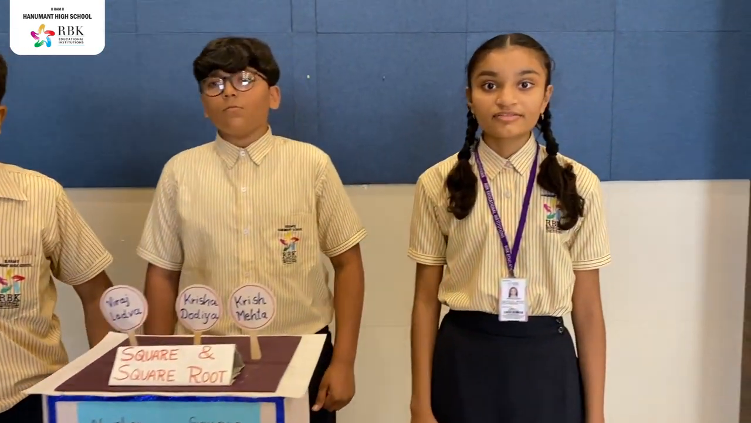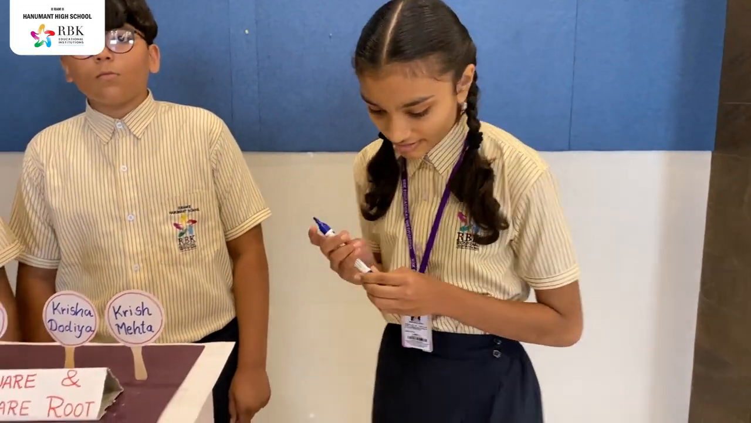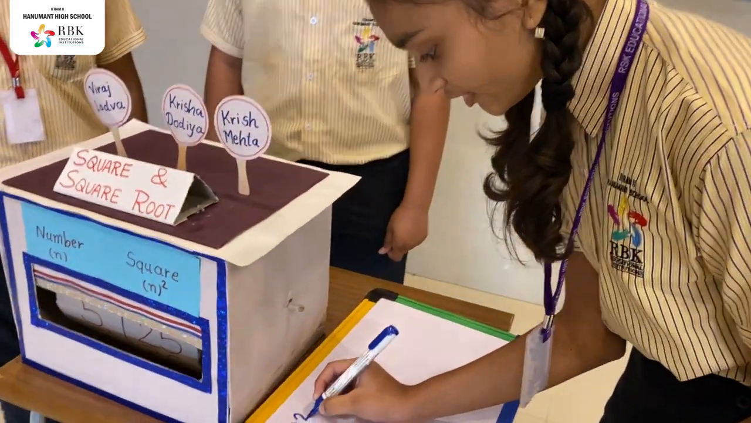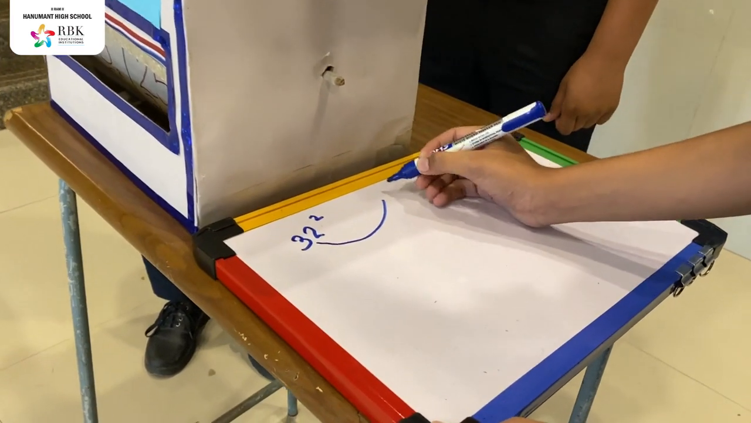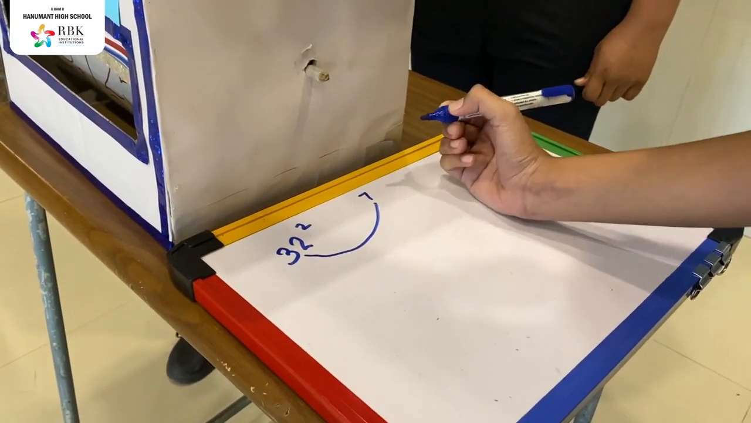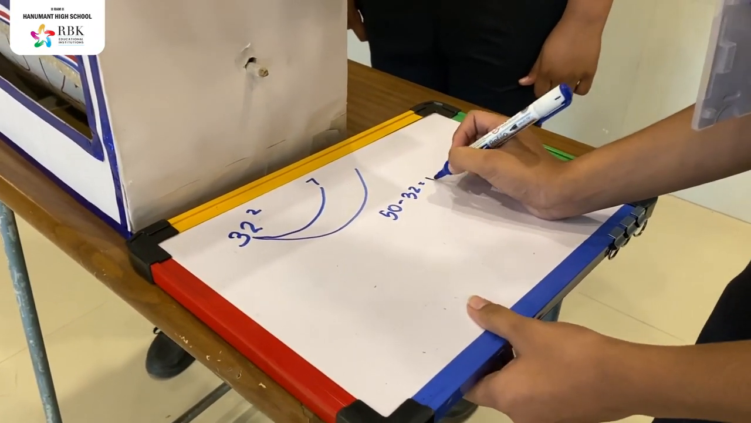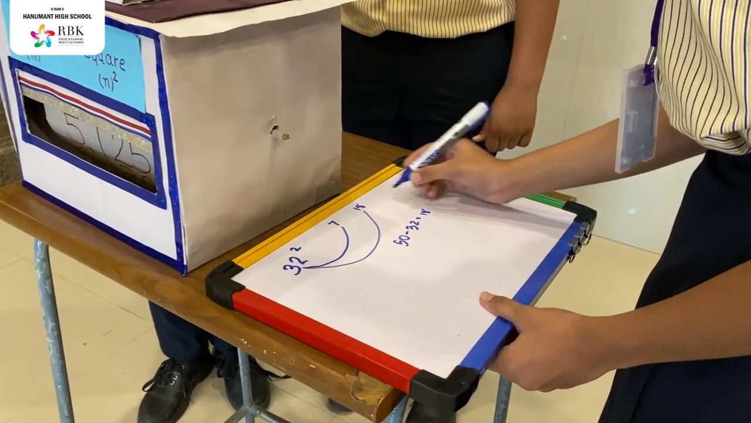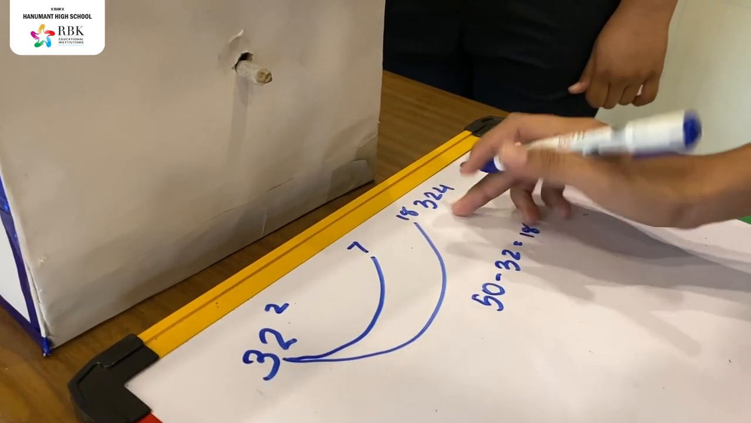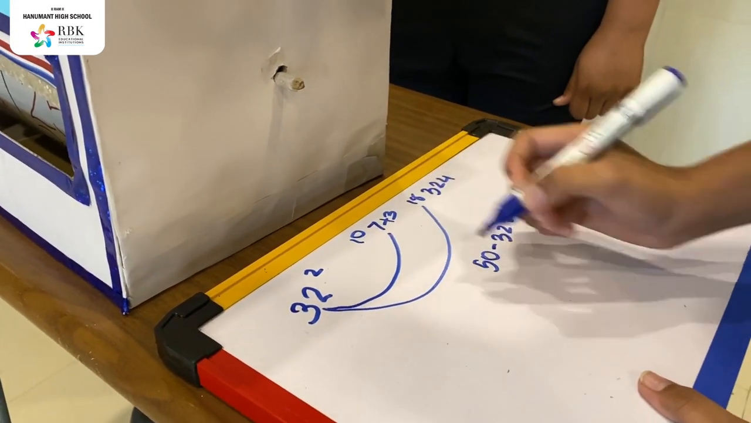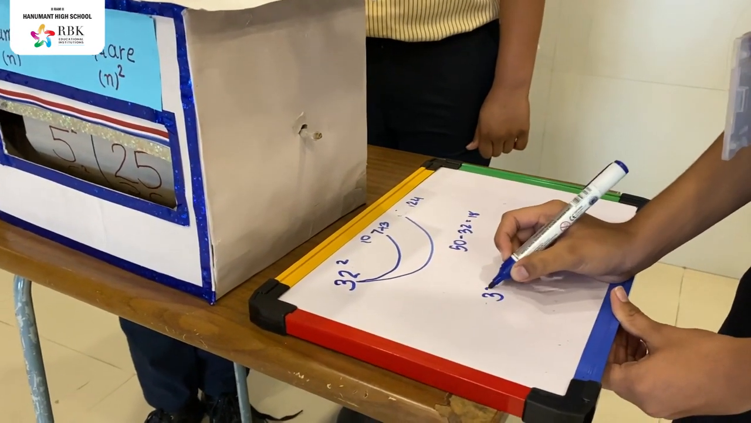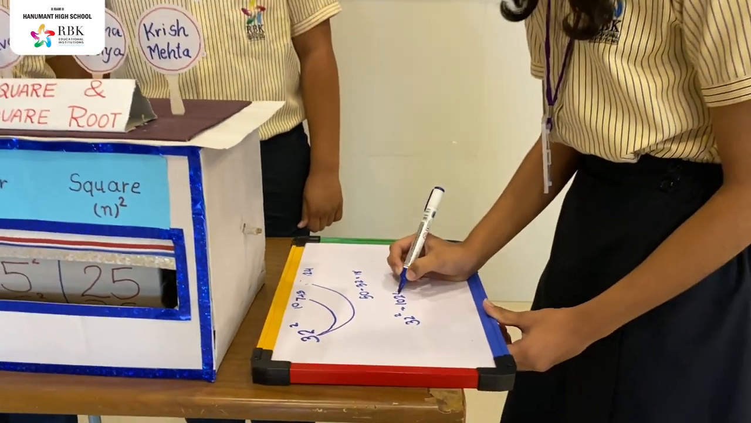Now, we can remember the squares easily from numbers 1 to 25, but considering that most of us are students, we can't remember the squares of larger numbers. So I have an interesting trick for it. Let us take an example, 32 square. First of all, we subtract 25 from 32, which gives us 7. Then we subtract 32 from 50, which gives us 18. Now 18 square is 324. So we add this 3 to 7. 3 plus 7 gives us 10. And the final answer, 32 square, is 1024.